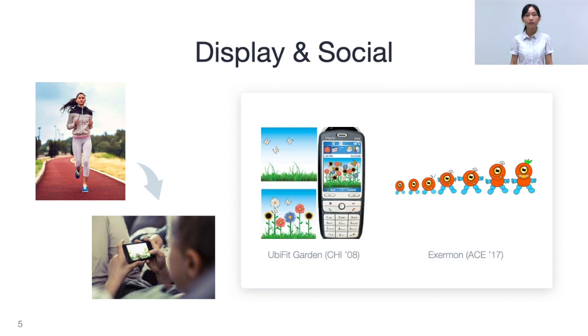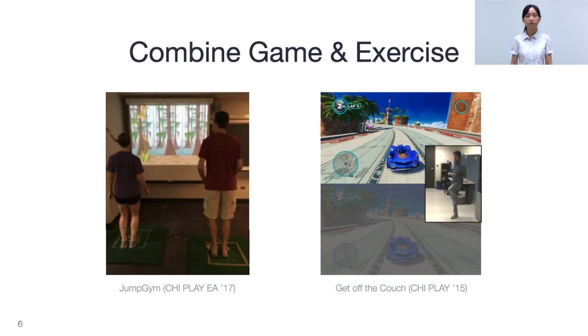One of the methods is combining exercises with display and social features. Feedback is given to users after they finish exercises. Exercises can also be combined with games to provide instant feedback, which is called Exergame. For example, jumping can be used to play the game. In another example, the player needs to keep running to maintain the clarity of the game screen.